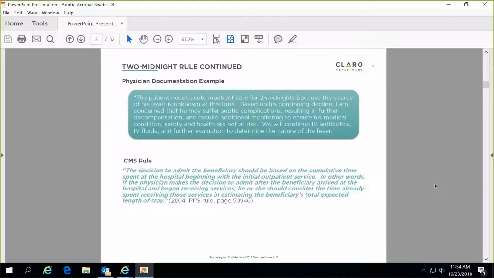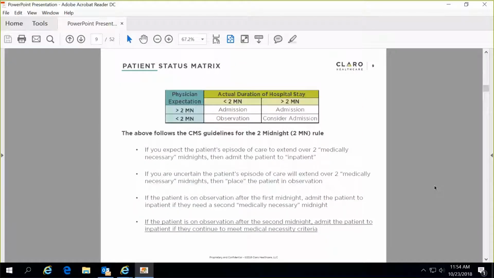So I know it's a little bit of an extra step, but one time of saying your decision is important in supporting that medical decision to be an inpatient. So this is a CMS rule. The decision to admit the beneficiary should be based on the cumulative time. Again, it's the whole time the patient has been cared for, even in the ED and OBS time. It should be considered. So I just want to say that's their rule.